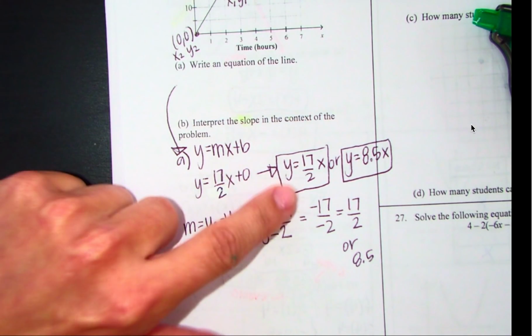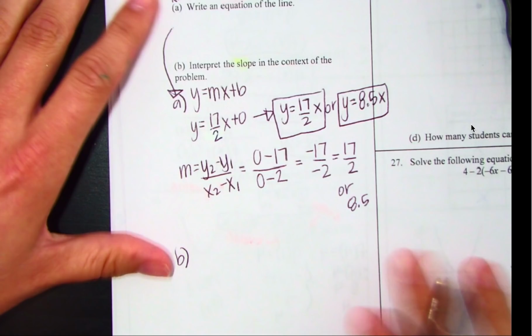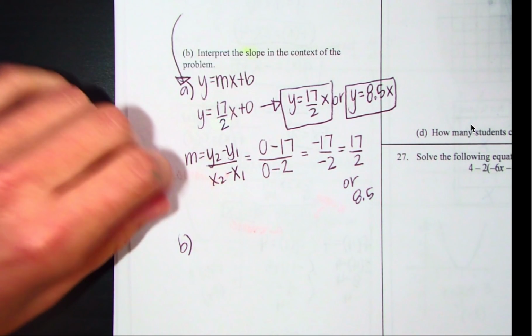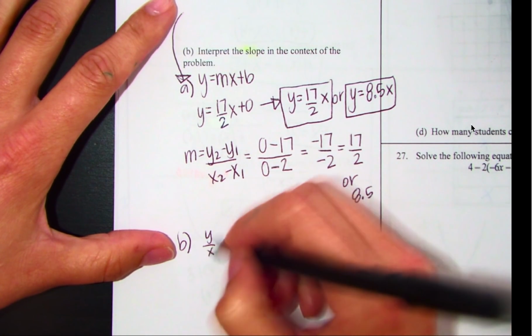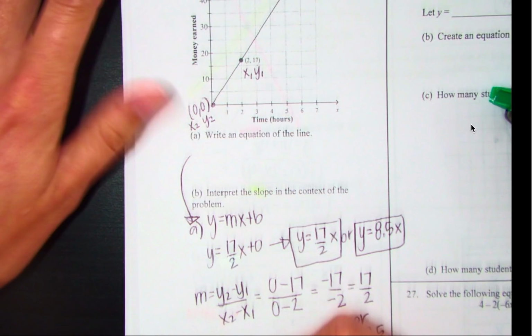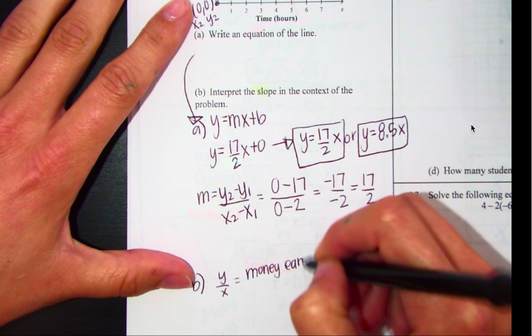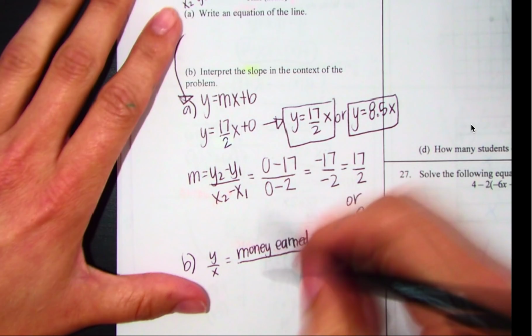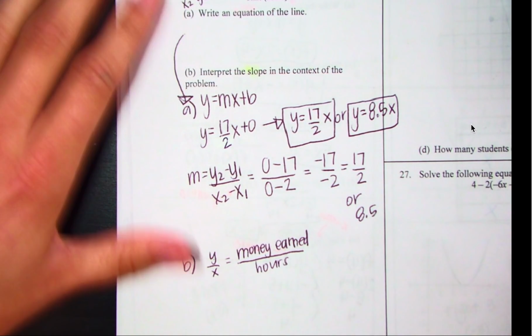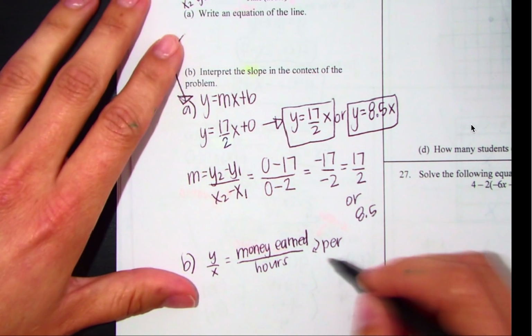Okay, so the next thing they want us to do for part B is to interpret the slope. When we interpret the slope, we are going to talk about the unit rate. So we're going to mention the slope, which again is y over x, rise over run. If we look at what the graph is giving us, y is going to be the money earned, and our x is going to talk about time, so hours. And we're going to talk about per. That word per is going to be our slope.